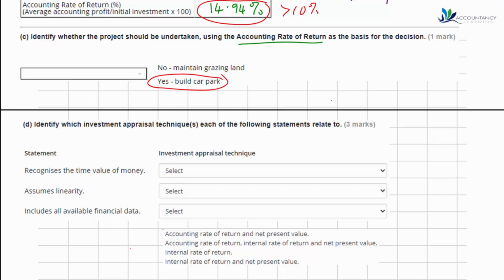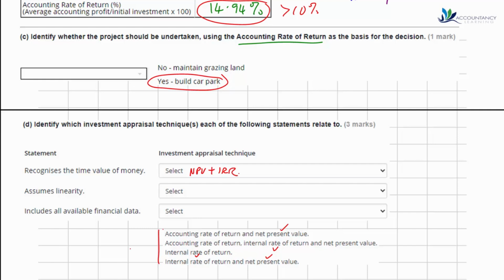And then in the last part of the task, it asks us to identify which investment appraisal technique each of the following statements relate to. So we've got a choice then of the accounting rate of return, net present value, and the internal rate of return. And the multiple choices, you really have a combination of those three investment appraisal techniques. So which of these recognise the time value of money? Well, as we've seen, the net present value uses the time value of money, but also the internal rate of return does as well. So we want to select the net present value and internal rate of return.